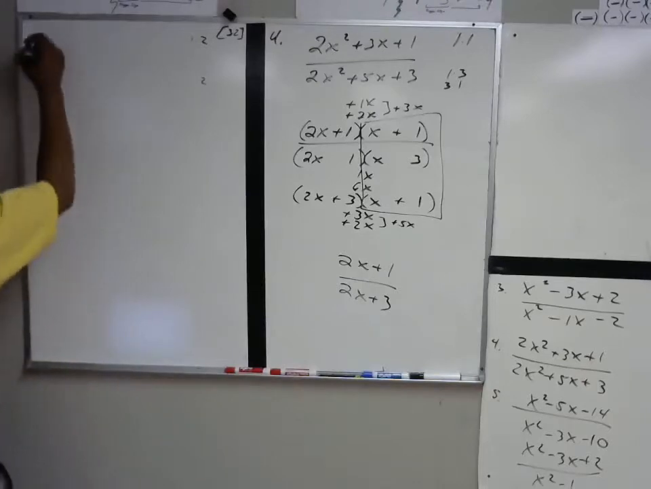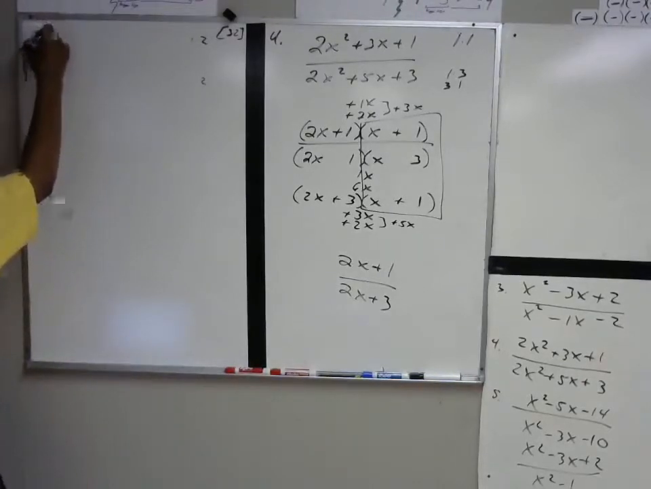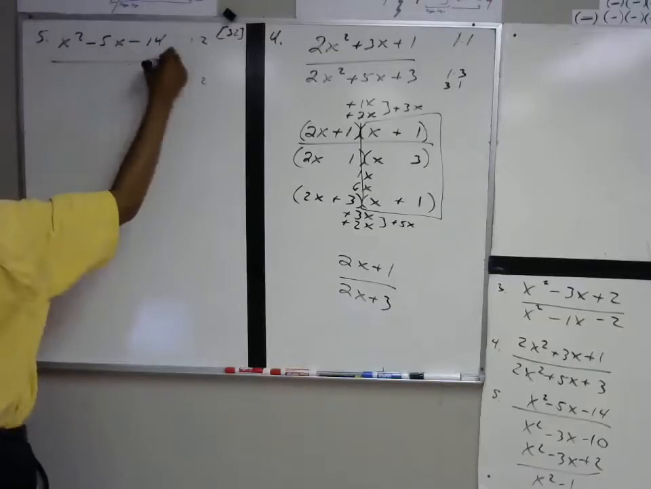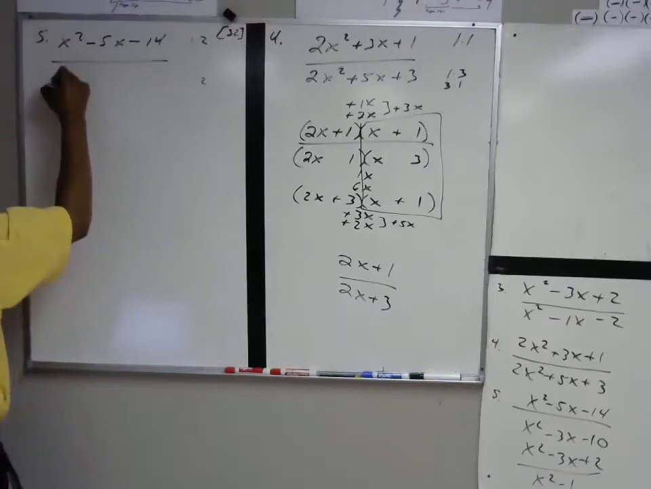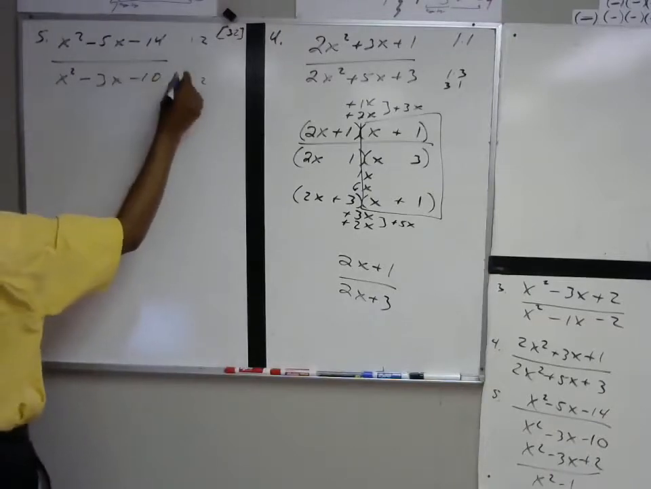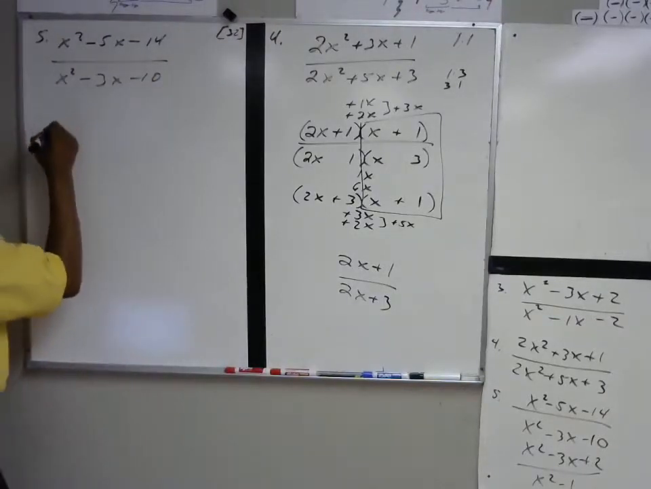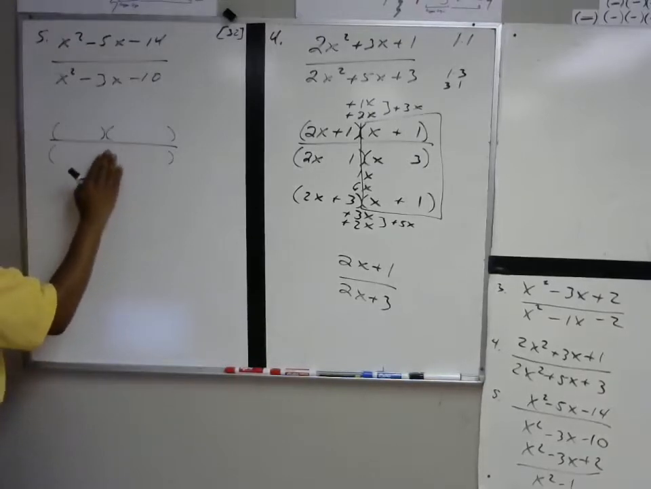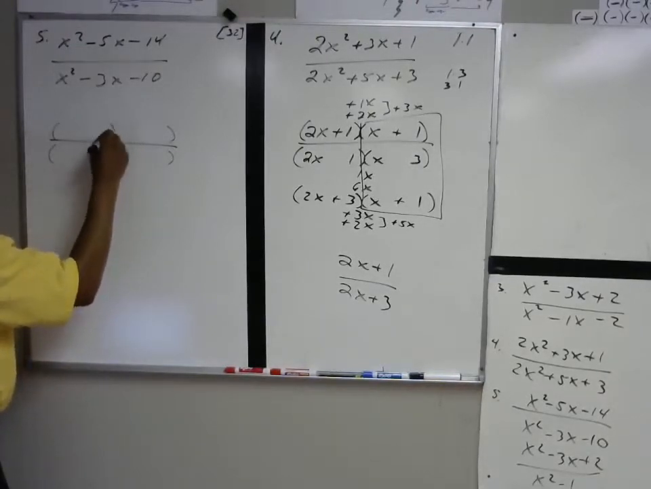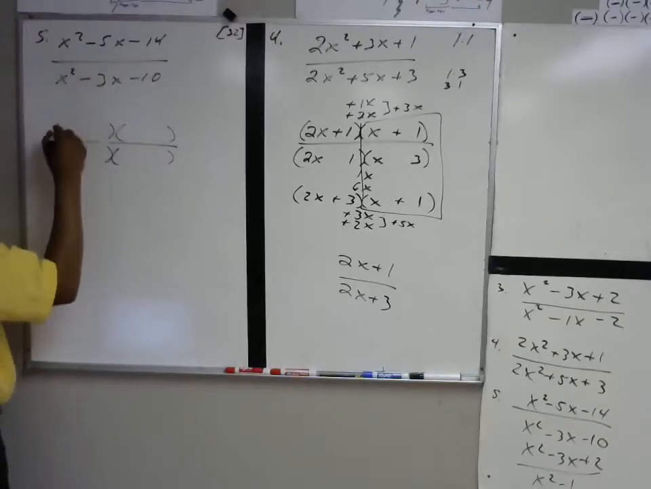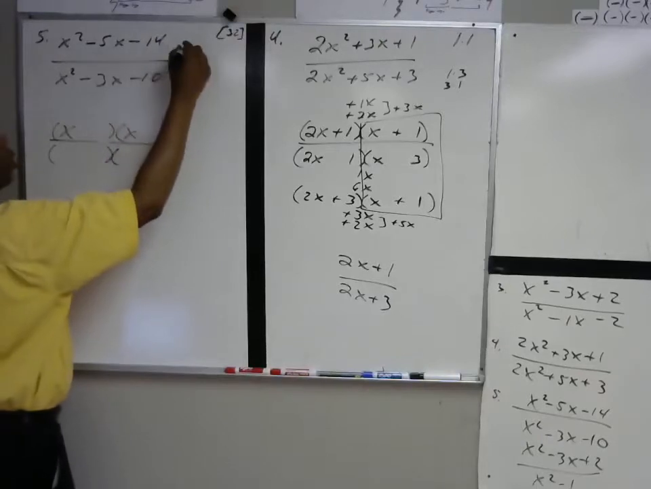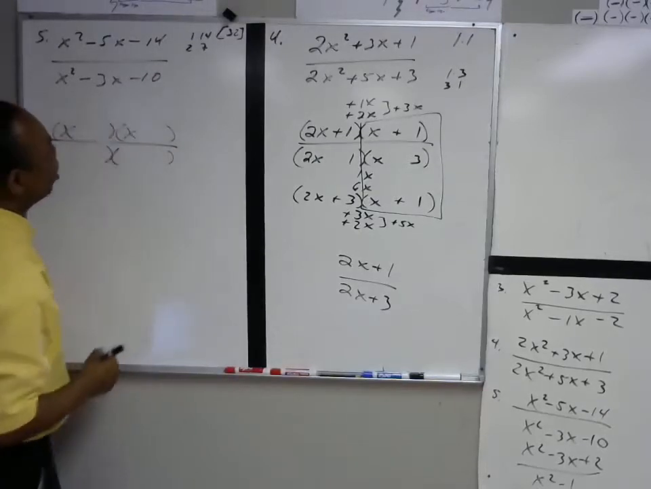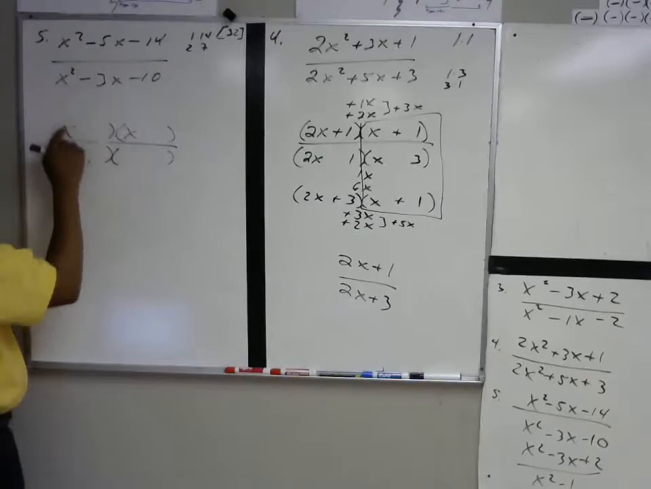Let's see. X squared minus 5x minus 14, and that will be all over x squared minus 3x minus 10. Okay, so begin to factor these into two binomials here and two binomials there. Okay, x squared factors into x times x. 14, we have many choices. We have 1 times 14, we have 2 times 7, and that's about it. And we don't have to reverse them because we're going with x times x.